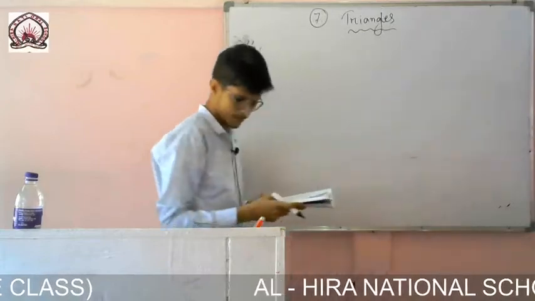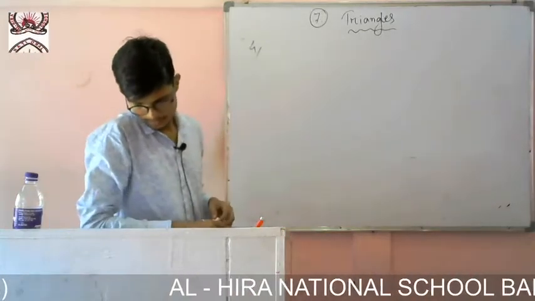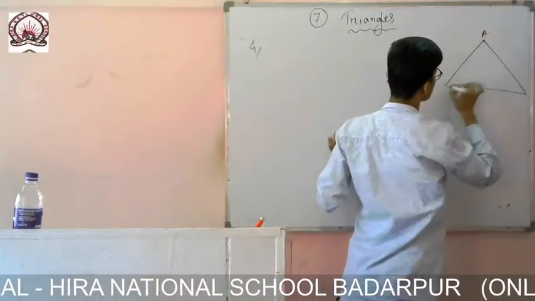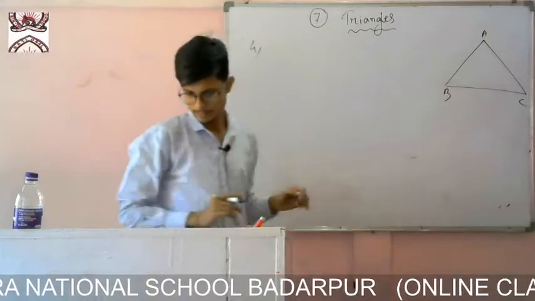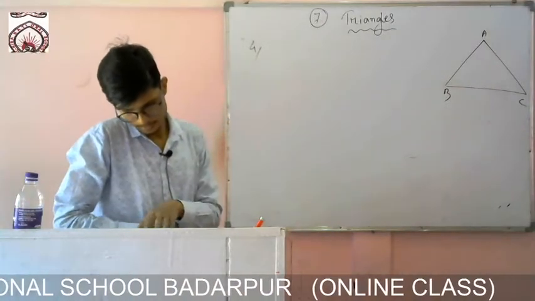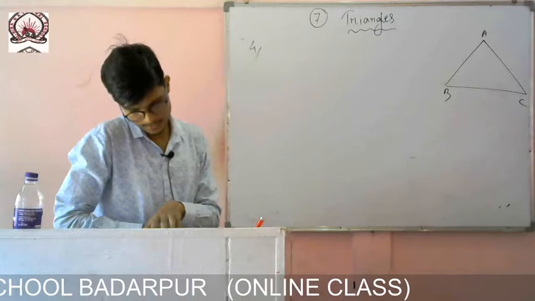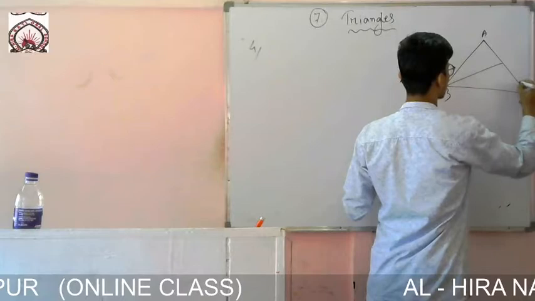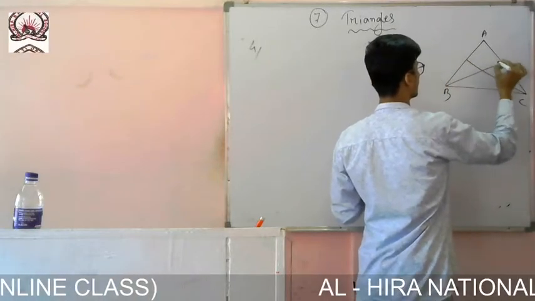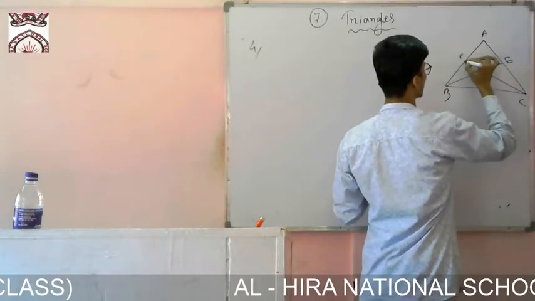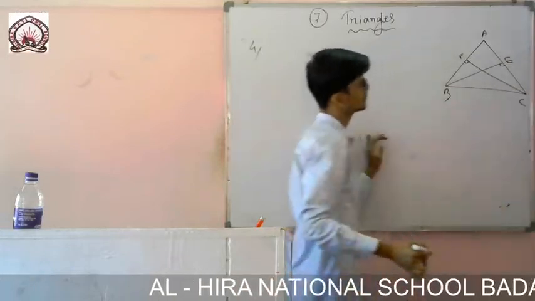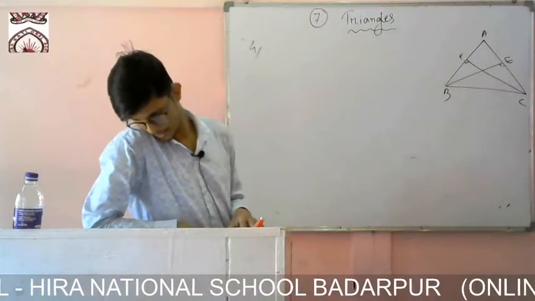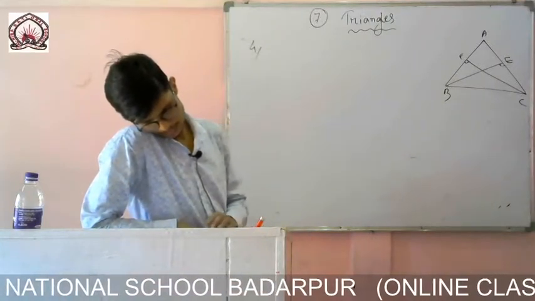The figure is not given. So it is given like this, that ABC is a triangle. Okay, let me draw the figure. ABC is a triangle given, and it is given that BE and CF are two equal altitudes of the triangle ABC. So using RHS I have to prove it.